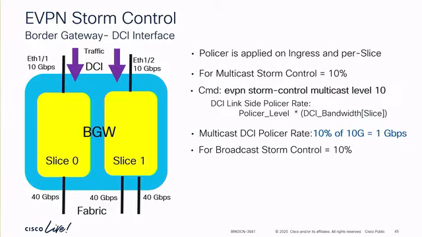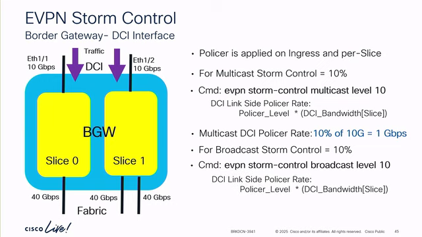Now what happens with broadcast traffic? Again, to keep the math simple, I did 10%. Again, a similar command, EVPN storm control broadcast level 10%. We take the same formula to calculate the policer rate. We do policer level multiplied by the DCI bandwidth per slice. And again, we only have one 10 gig interface, so it's 10% times 10 gig, 1 gigabit per second.